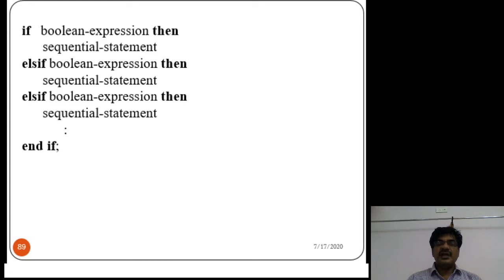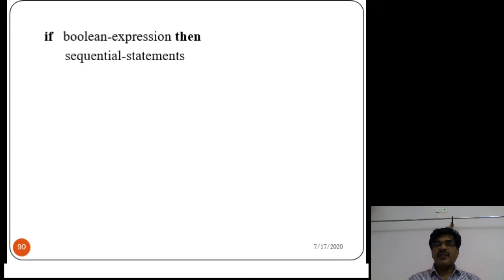Coming to another form, if many conditions are there, then it is better to go for if elsif and if. If boolean expression then this sequential statement. Else if, it checks another condition. If it is satisfied, then it executes the sequential statements which follow this condition. Else if we have another boolean expression, then like that, based on many conditions you can do the execution of the sequential statements. In that case, this if elsif and if statement is better.